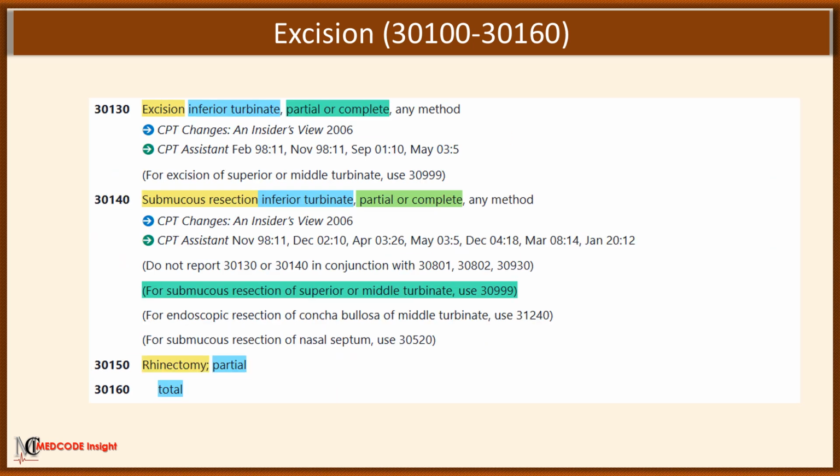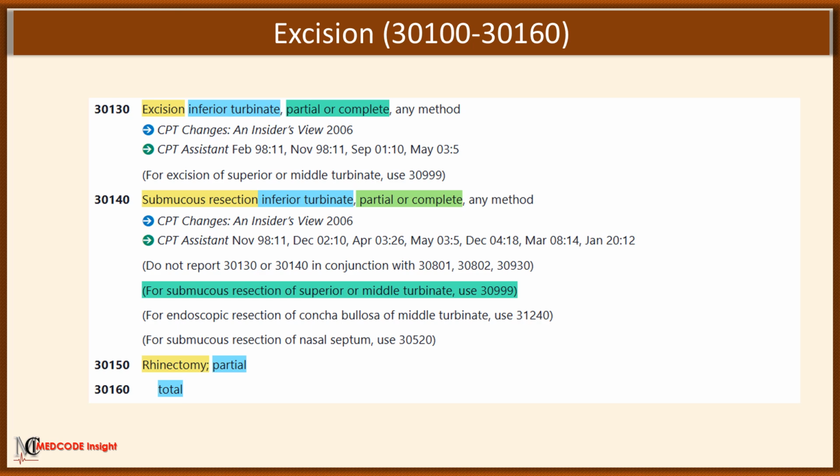Turbinate surgery codes 30130 and 30140 are specific to the inferior turbinates. Code 30140 is typically used in case of deviated septum. It is important to remember that code 30140 is only used for submucous resection of the inferior turbinate. For submucous resection of the superior or middle turbinate, use code 30999.